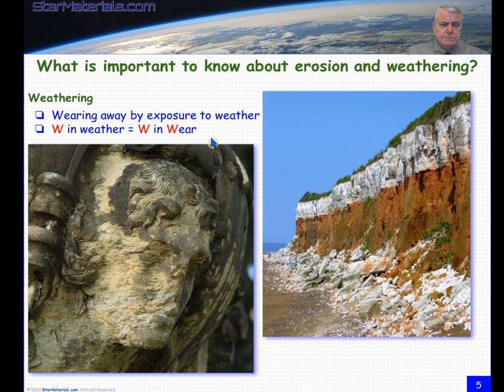Now, erosion is the movement of the materials. All this, you can see, used to be up there. And the movement of it, not the cause, but the movement of it is erosion. The way to remember it, it rode away. So you have the W in weather, W in wear. Erosion, it rode away. Good way to remember it.